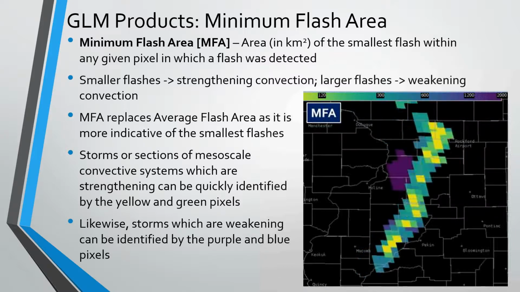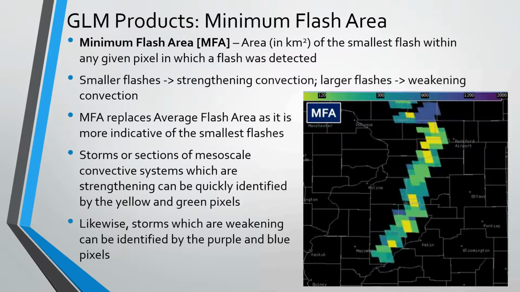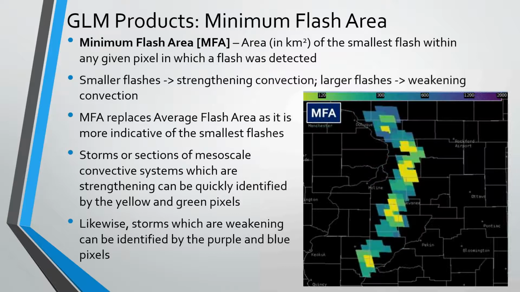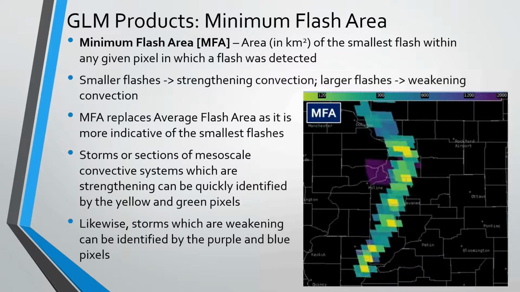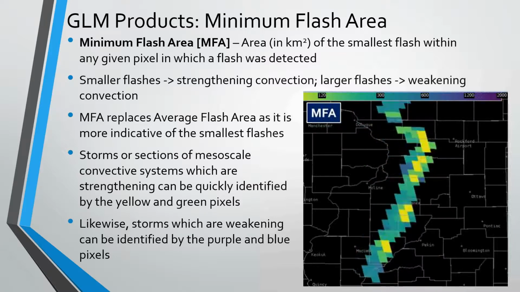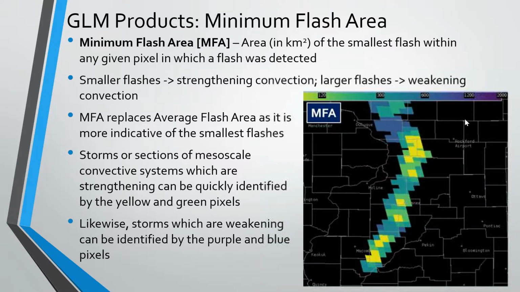That's a great question. I've been looking at the minimum flash area gridded products in detail for several months now, and I don't know that there is a distinct difference between those regimes. I can tell you that if you're expecting stronger updrafts leading to more frequent lightning flashes, which are also smaller in area, that's where the MFA product is going to be useful.